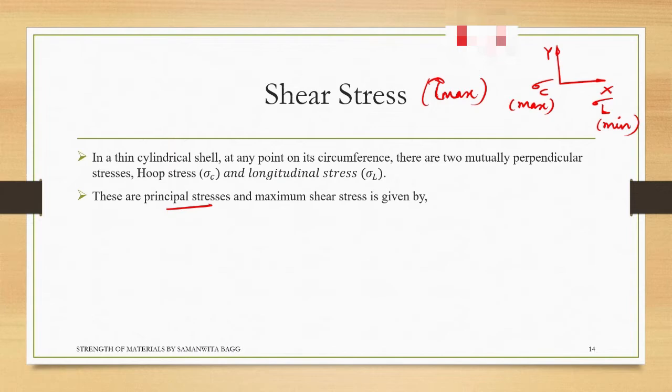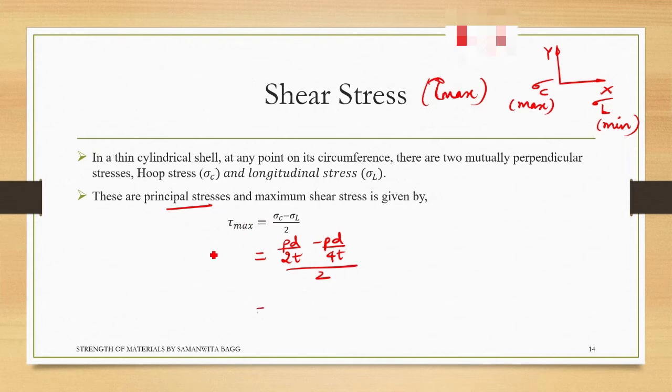So when we talk about the formula for maximum shear stress, using the concept of principal planes and principal stresses, tau max is going to be (sigma max minus sigma min) upon 2. Here sigma max is sigma c and sigma min is sigma l. So I'll fill up the formula. Sigma c is Pd upon 2t, sigma l is Pd upon 4t, all upon 2.